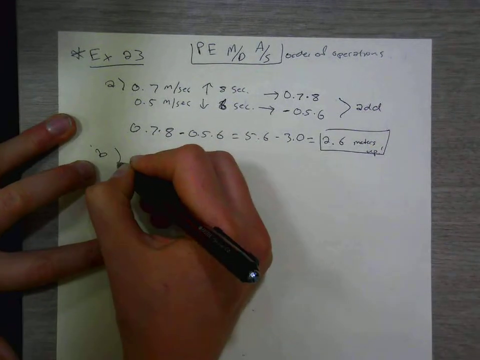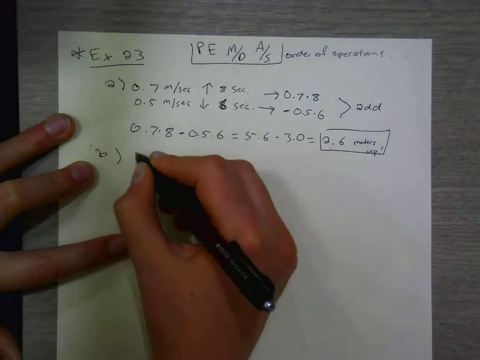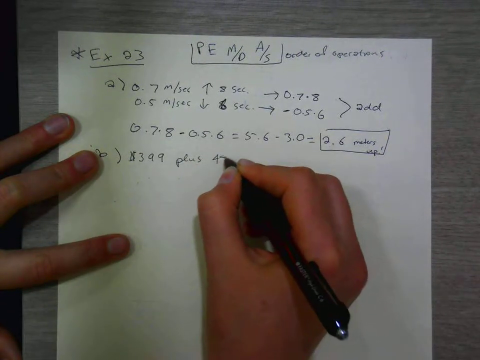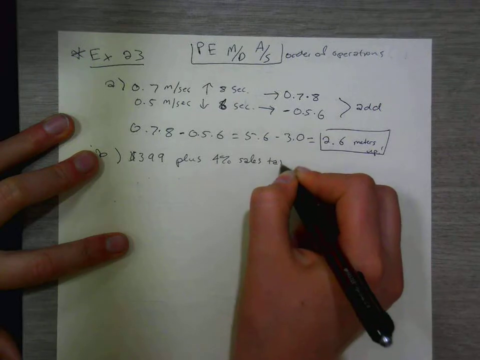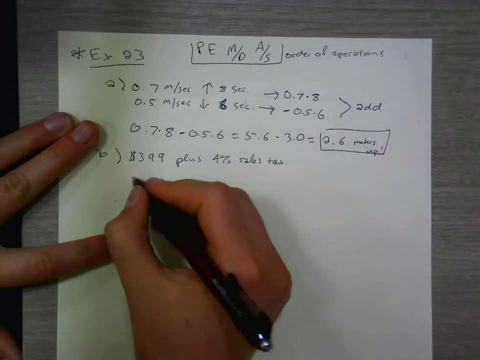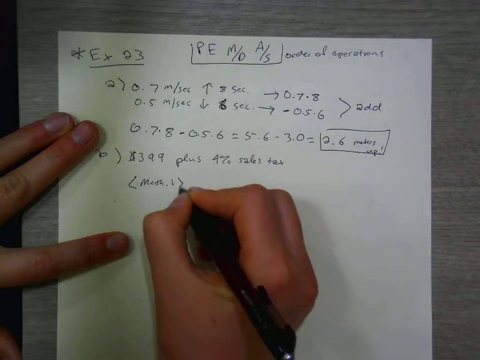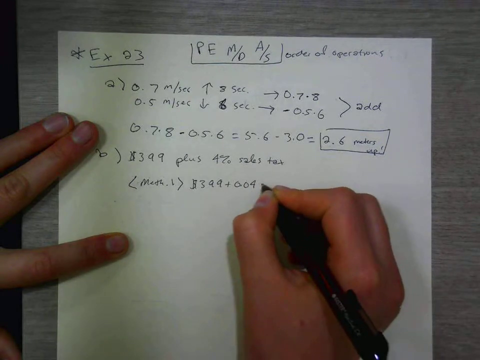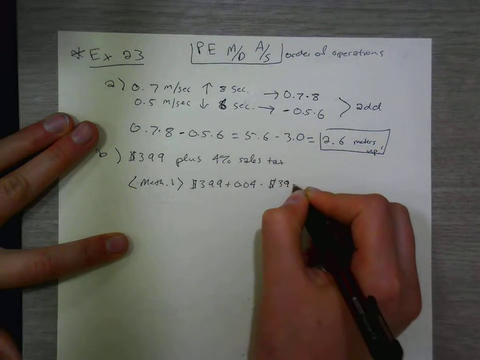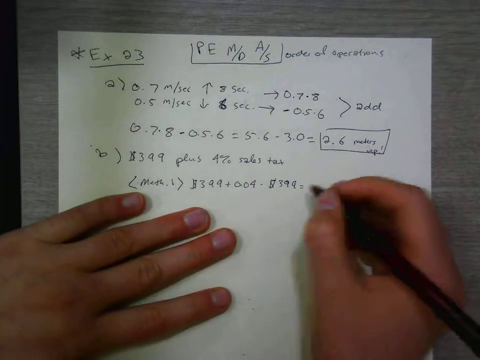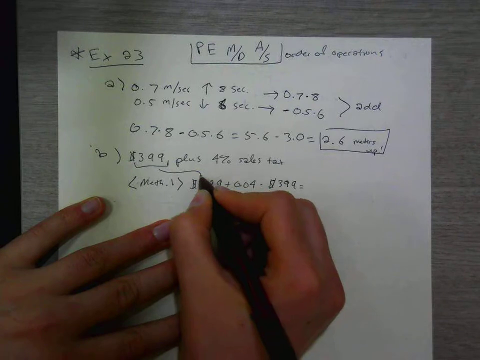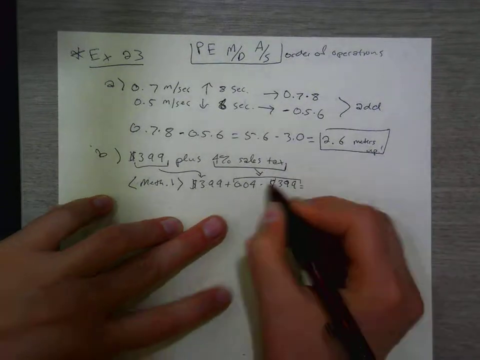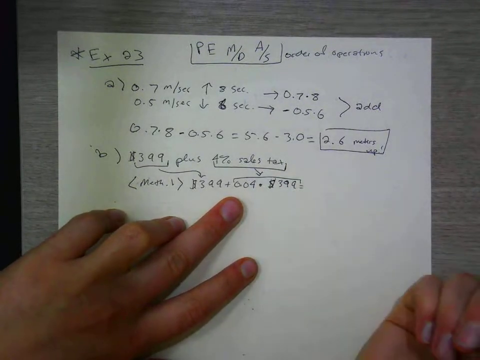Yay! B. An electronic game system costs $399 plus 4% sales tax. Now, what is the total cost of the game system? There are two ways we could do this. Method 1 says 399 plus 0.04 times 399 equals, because this 399 goes right here. The 4% sales tax is what this is, because you have to say, what is 4% of 399?